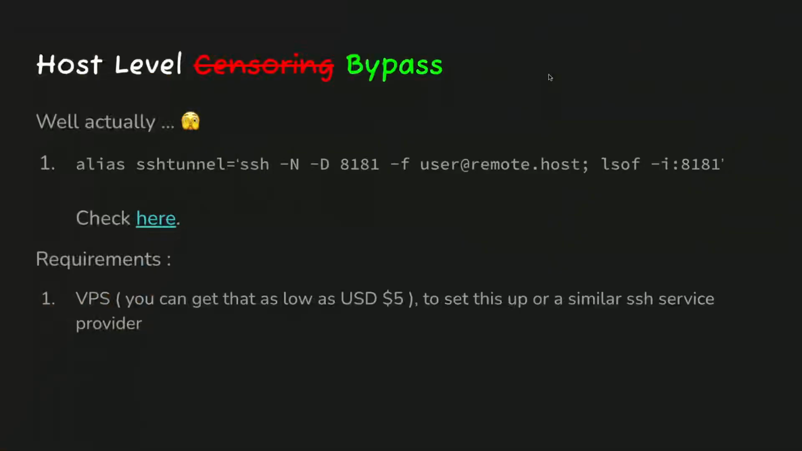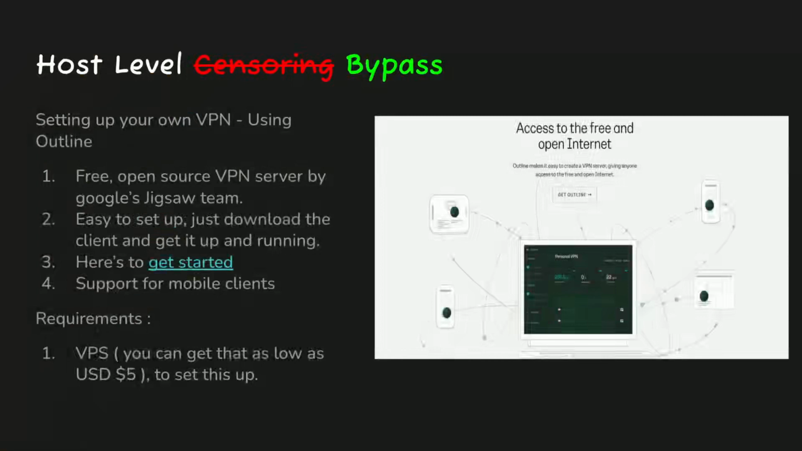And the VPS is cheap. You can get that for as low as $5 per month. You can use a VPN. That's also cheaper, whichever way you prefer. This is setting up your own DIY VPN.